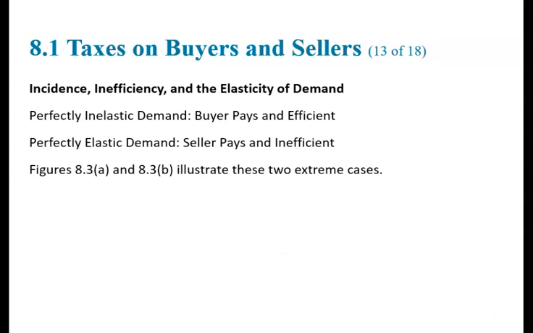Alright, so what we will take a look at initially is that we will be dealing with the elasticity of demand. So we will take a look at two extreme cases. One case will be of perfectly inelastic demand, where the buyer pays all the tax, and it is a case in which there is no loss of efficiency. The second case would be the case of perfectly elastic demand, in which the seller pays all the tax, meaning all the burden of the tax falls on the seller, and it also results in inefficiency, which means there is some sort of a deadweight loss.